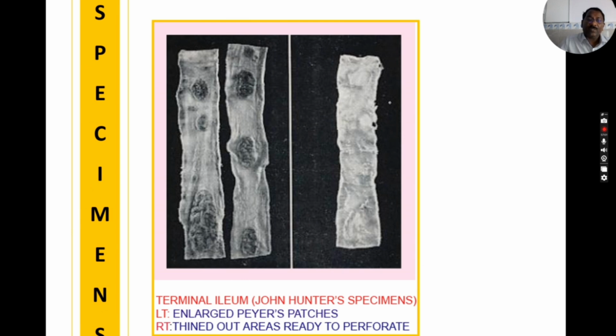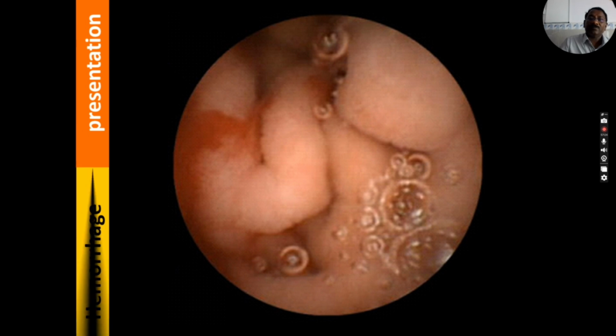Now these are the specimens. See the terminal ileum, how bad it is. See the John Hunter's specimens: terminal ileum, enlarged Peyer's patches, thinned out areas ready to perforate. Because of the Peyer's patch infiltrations, they become very thin and finally prone to perforation.